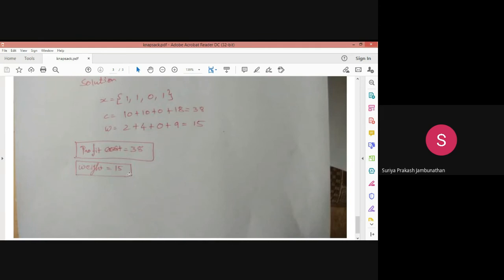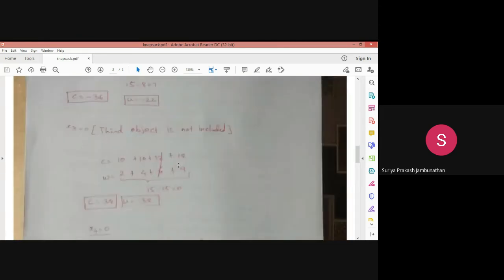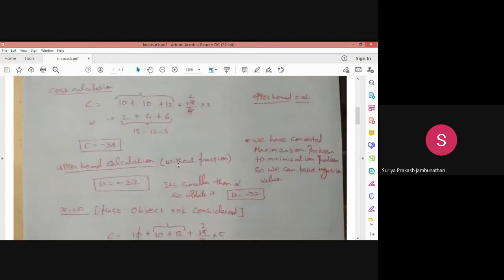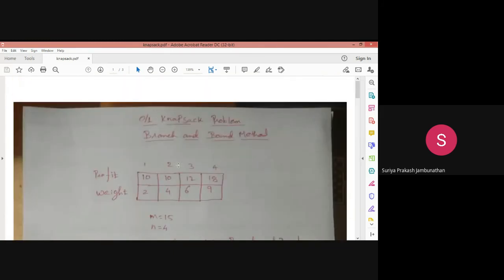Okay. So this is the final solution for the knapsack problem using branch and bound. Whatever knapsack problem you are given in branch and bound, this is the final solution, students.